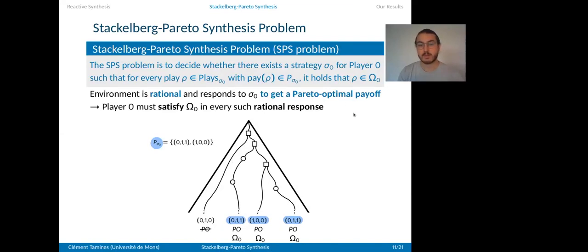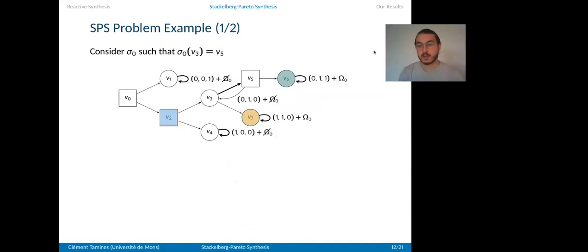Let's now consider an example of this problem. So let's consider this game arena, in which I have highlighted the payoff of a play next to the vertex in which it eventually loops. I have also specified whether or not player 0 satisfies his objective in this play. Let's consider the strategy sigma 0, such that from vertex v3, player 0 always decides to go to v5.